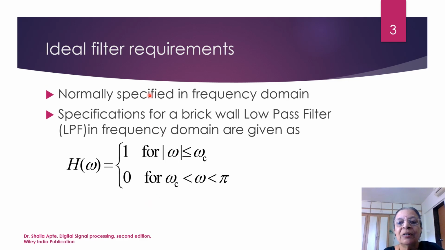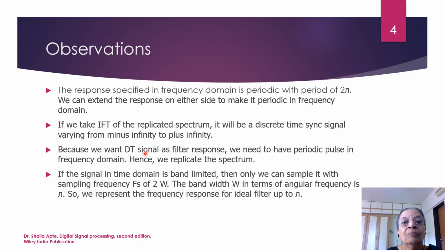Now, ideally, the filter response requirements are specified by the user. They are specified in the frequency domain. Suppose we consider the specifications of the low pass filter, then it is specified as a brick wall filter, and the specification is H(omega) equal to 1 for the frequencies between minus omega c to plus omega c, where omega c is the cutoff frequency, and above omega c up to pi it will be equal to 0. So let us see how it looks.